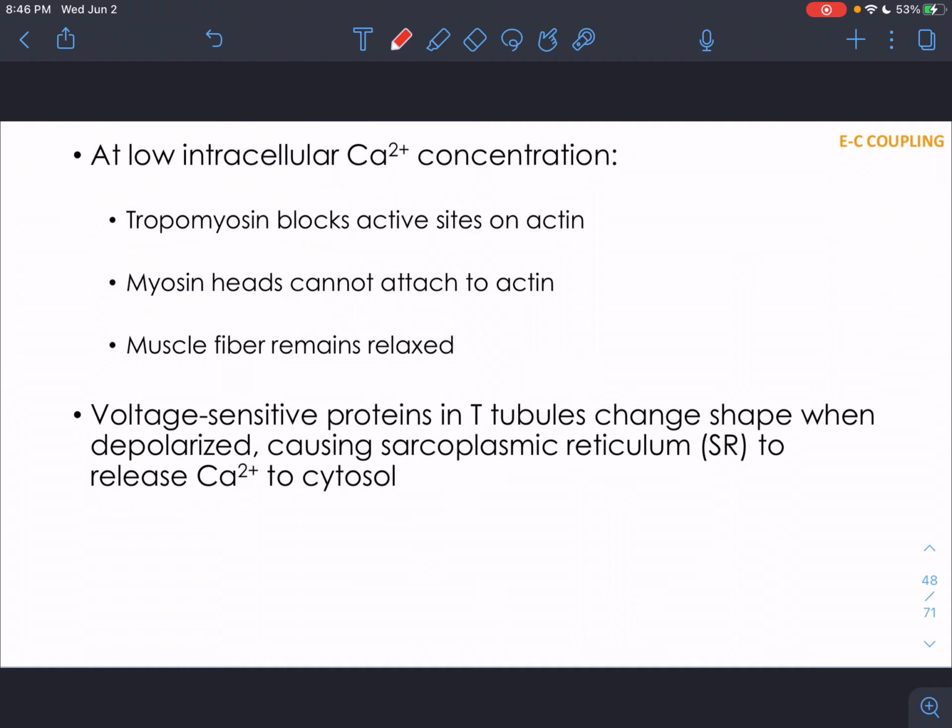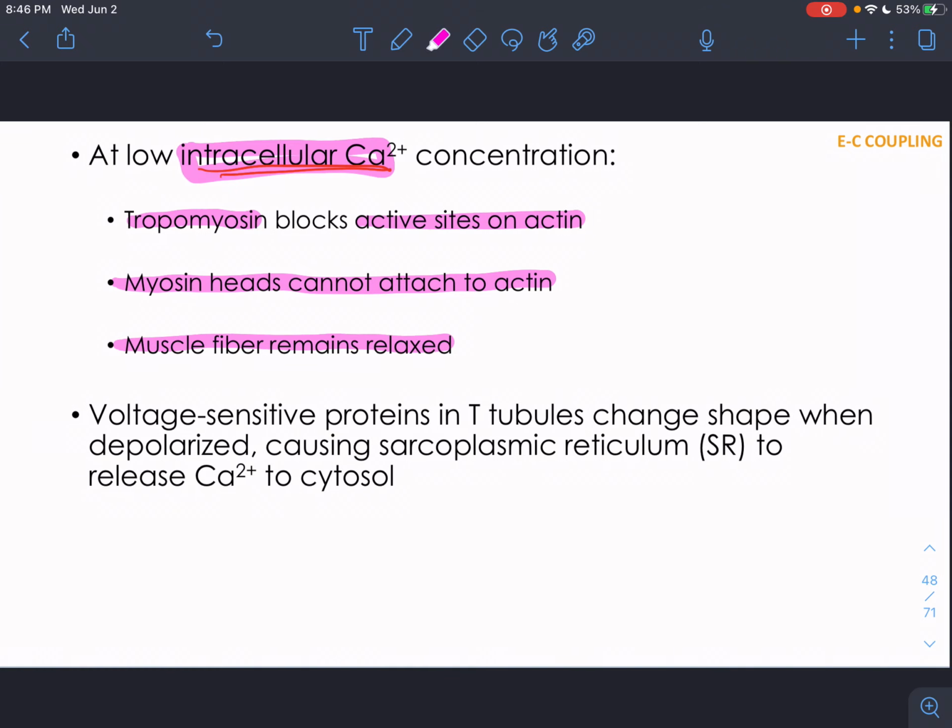So some words for that. If we don't have calcium released, we don't have intracellular calcium, tropomyosin blocks the active sites on actin. Myosin heads cannot attach. The muscle remains relaxed. Okay, so that is if we don't have calcium. There's low intracellular calcium.